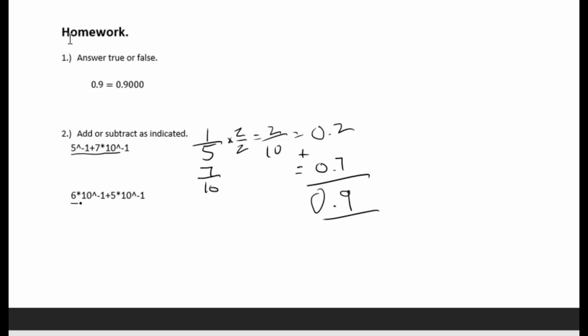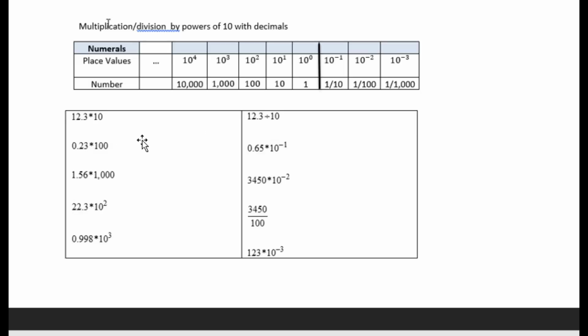So I'll just write what these are and I'll let you work it out. This is 6 of 10 to the negative 1. So that's 6/10. Or you can write it like this. And that's plus 5. And I'll leave that for you. Don't forget the plus sign. These should be quite simple for you.